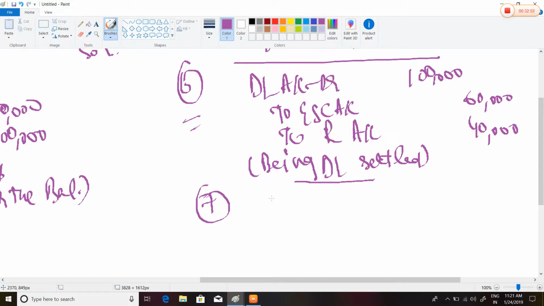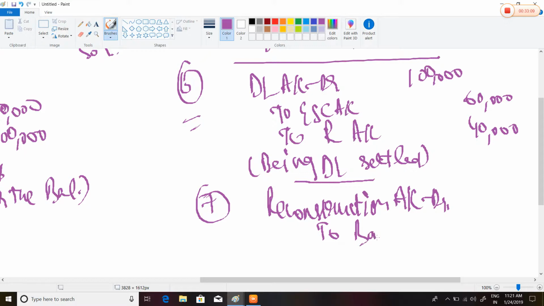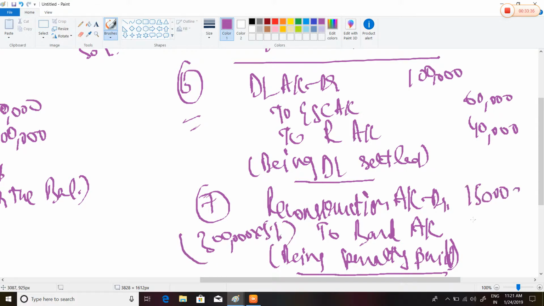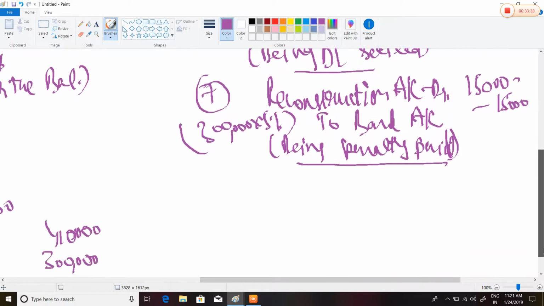The entry would be reconstruction account debited. In this, we have to debit the reconstruction account as there's any type of loss. To bank, as we are paying some amount to bank account, being penalty paid. 3 lakhs 5% comes out to be 15,000. Okay.